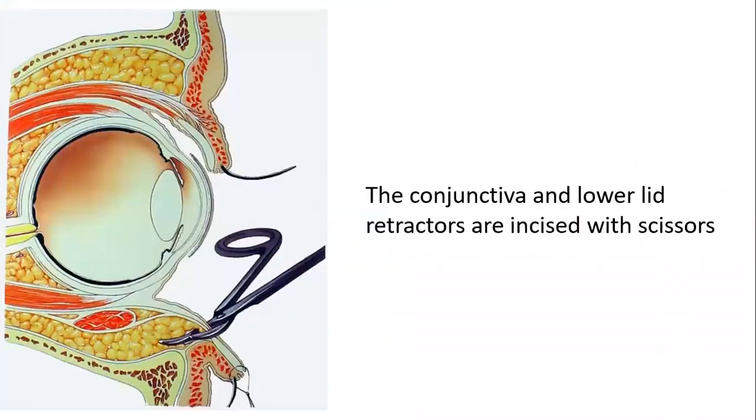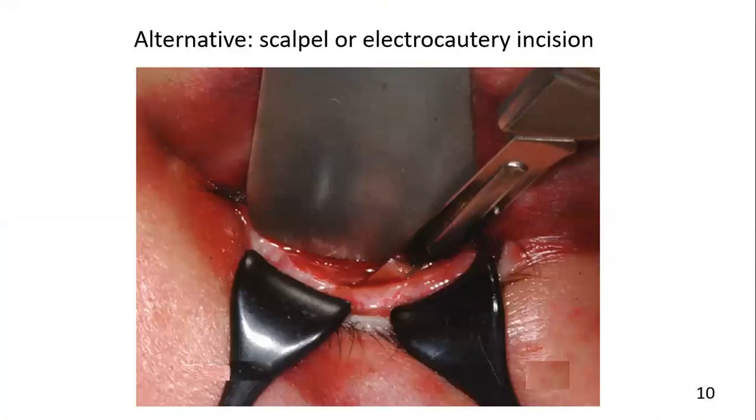Here you can see a sagittal plane through the orbit and globe, demonstrating the level and plane of incision. The conjunctiva and lower lid retractors are incised with the help of scissors. Alternatively, as we said, you can use the scalpel or electrocautery incision. Here you can see a scalpel shown for incision.